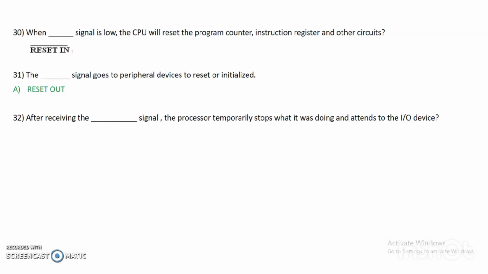Bit number 32. After receiving the dash signal, the processor temporarily stops what it was doing and returns to the input-output device. So the answer will be interrupt request. Whenever an interrupt request is received, whatever work the processor is doing, it will halt there, and it will handle the interrupt that has occurred.